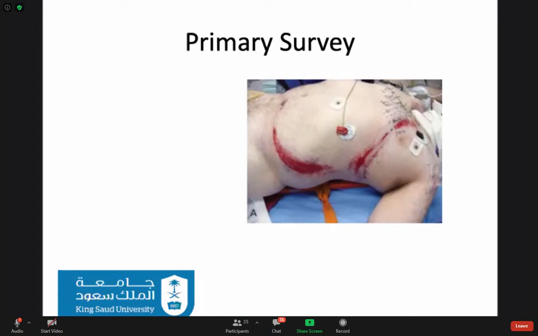What about if I get a hemoperitoneum? Probably I need to go to the OR. Excellent. So basically what we're going to do is we're going to assess the patient.